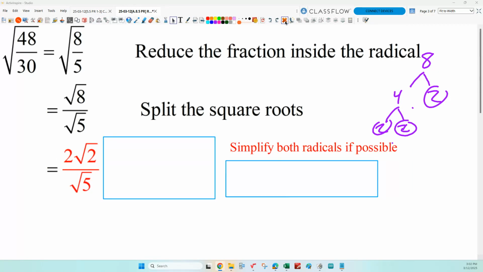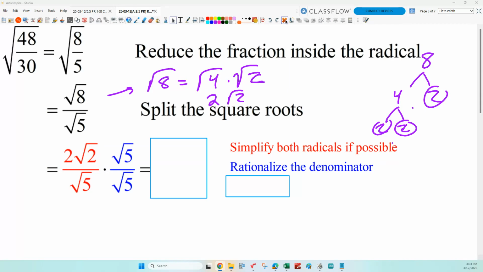However you want to, factor tree, or you just split that square root of 8 up into square root of 4 times square root of 2, which is just 2 square root of 2, right? That's the quickest and easiest way. Okay, now, finally, now that we've simplified those square roots as much as we can, now we have to rationalize that denominator. So what am I going to multiply top and bottom by? Square root of 5. There you go.